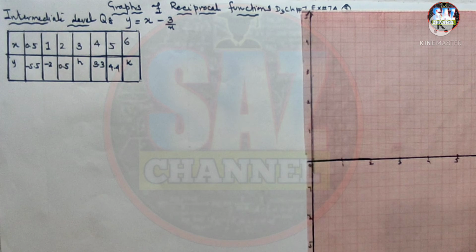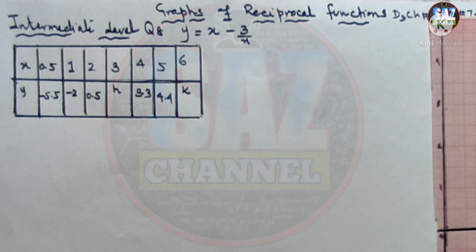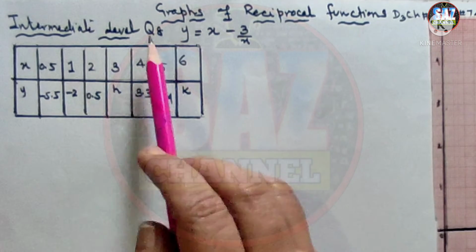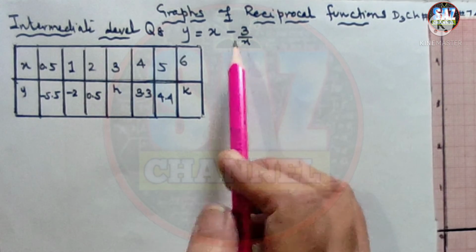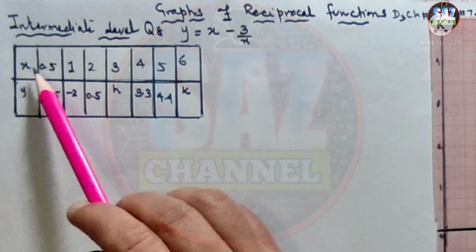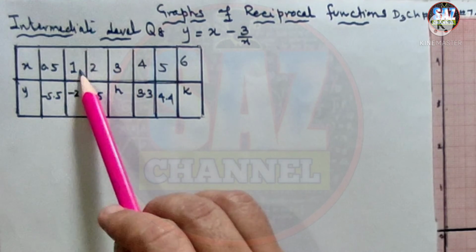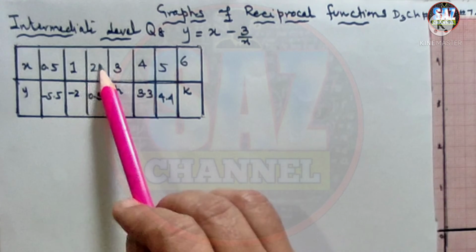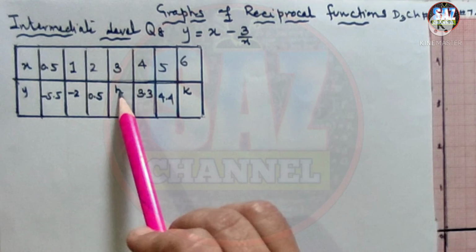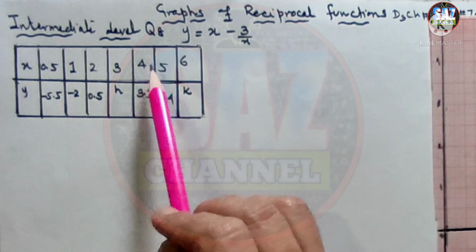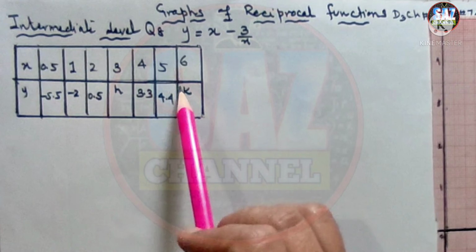As the questions are long, I've written the question in short form and I will be reading the question from the book. The question says the table below shows some values of x and the corresponding values of y correct to one decimal place, where y equals x minus 3 by x. When x is 0.5, y is minus 5.5. For 1, this is minus 2. For 2, it's 0.5. For 3, it's h. For 4, it's 3.3. For 5, it's 4.4. And for 6, it's k.